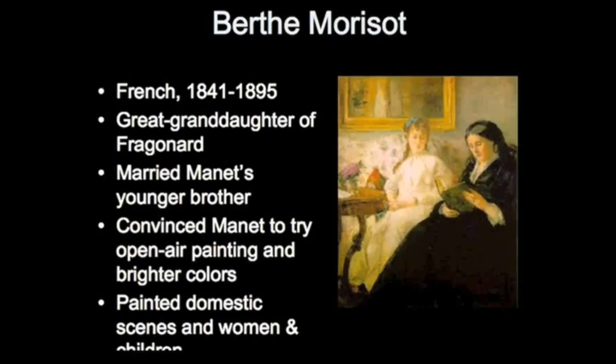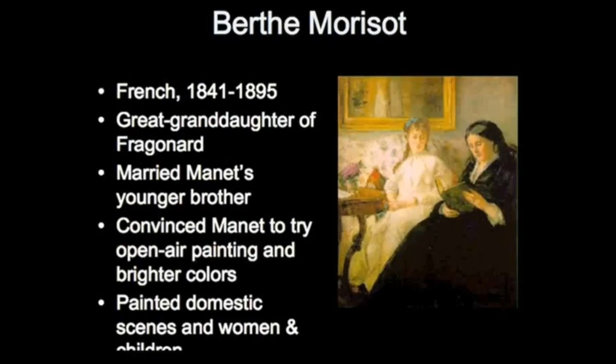Now we come to Berthe Morisot, a French woman who lived until 1895. She was the great-granddaughter of Fragonard. Fragonard was a Rococo painter, and the Rococo period featured artists who painted the aristocracy at leisure in rich pastel hues. In other words, the rich at play in pretty colors. Sounds like a fairly disgusting theme to work into your art.